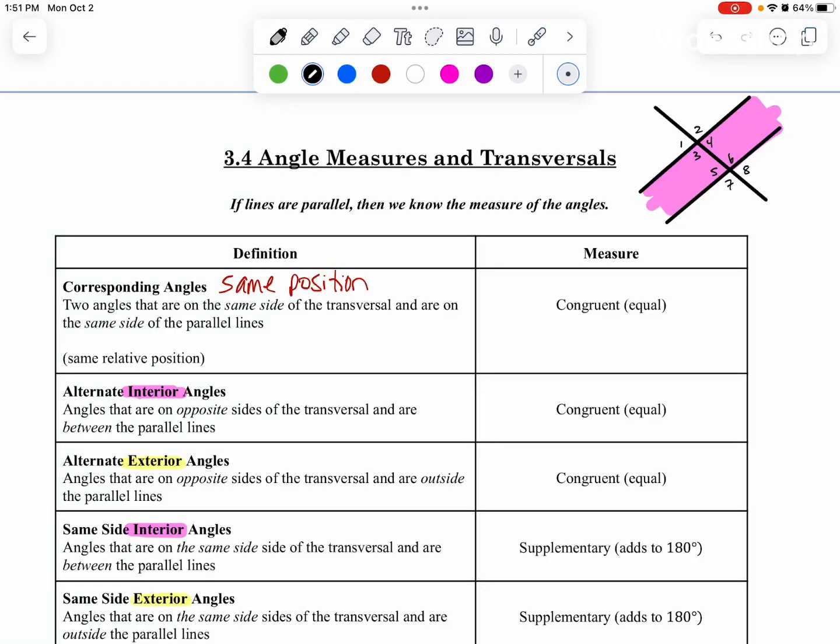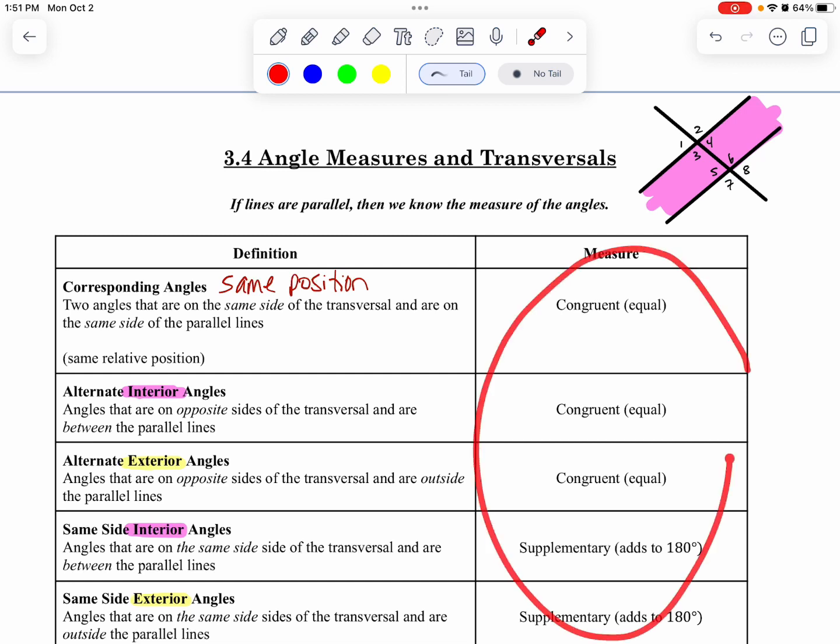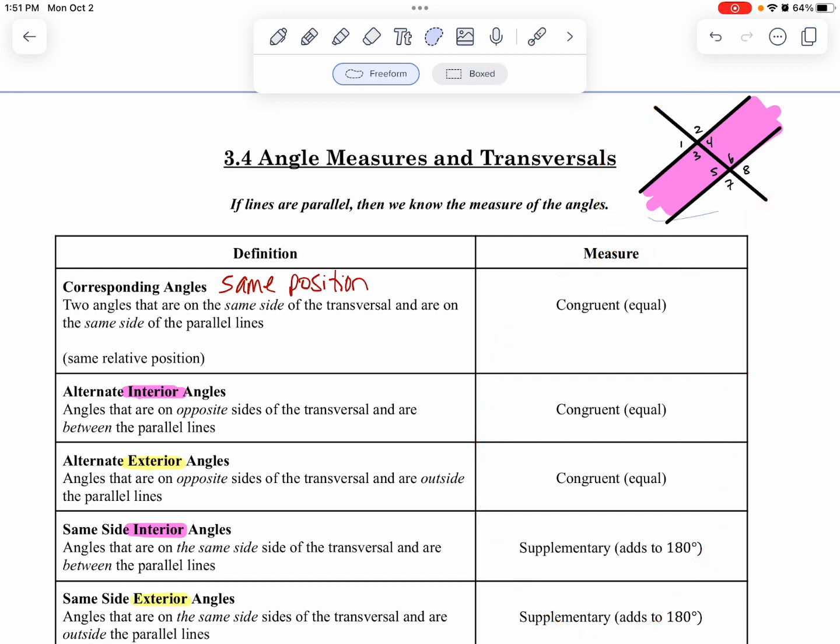Hi everybody, I am going to review what we learned in class yesterday, all of these vocab words, and I am on section 3.4 of the notes. I'm going to go through quickly what we learned in class yesterday and then apply it to what happens if the lines are parallel and how can we figure out certain angle measures.